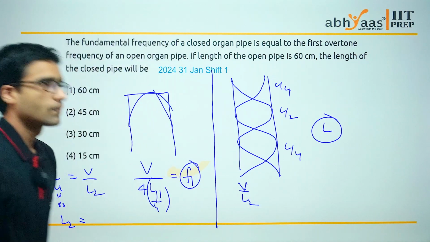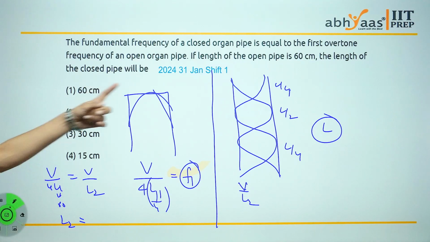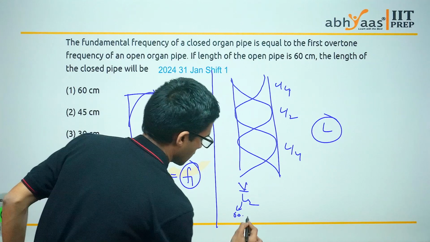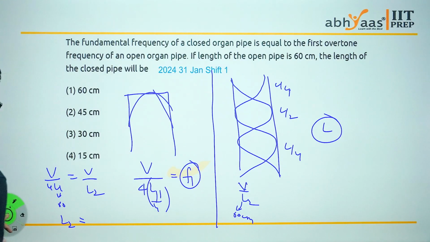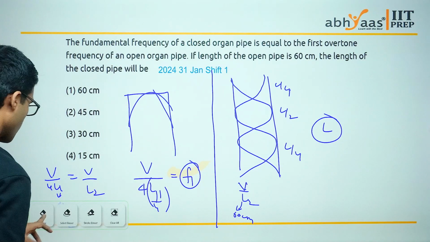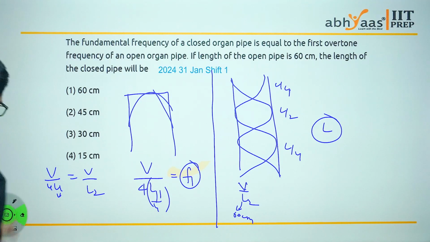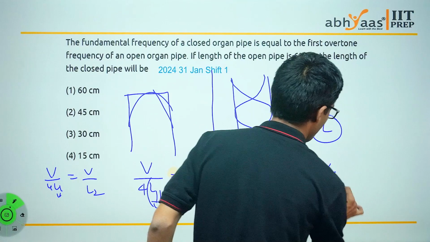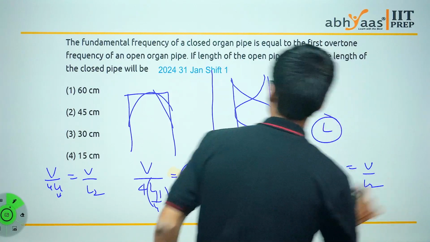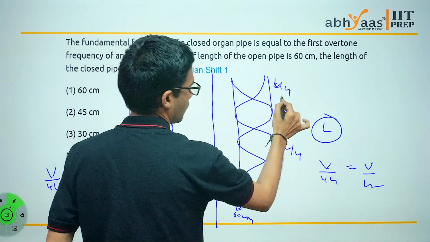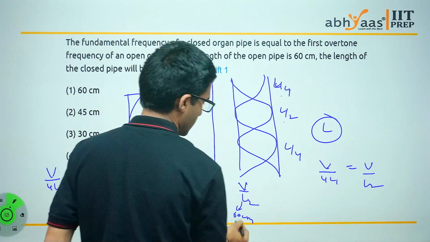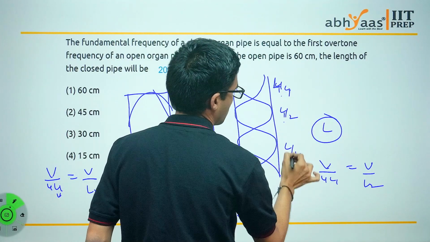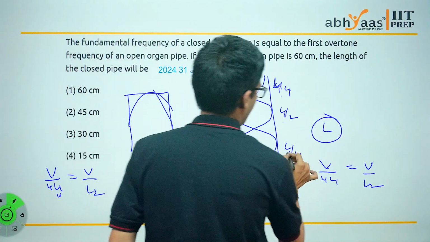That is also there. Now here L1 open pipe. Sorry, this is L2, it is given 60 centimeters. L2 is given 60 centimeters. You need to calculate L1. Okay, but what has he given? V by 4L1 is equal to V by L2. Here, if you try to see, this is L by 4 plus L by 2 plus L by 4. What you will get? L2. So you just write L1 by 4, L1 by 2, L1 by 4. Sorry, L2, L2.